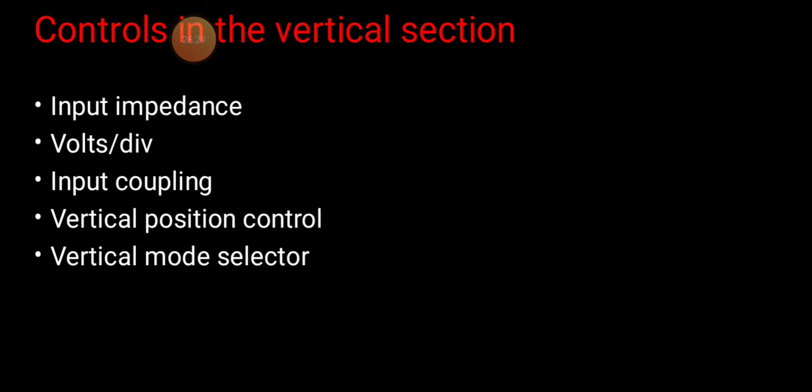Third one, input coupling. This is a 3-position sliding switch marked by AC, ground and DC, which decides the type of coupling between the CRO input and the input to the vertical pre-amplifier. Again in the front panel of the CRO, you have one switch. Depending on whatever you want, you can select AC, ground or DC. If you need AC, you can use AC. If you want DC, you can use DC, or if you want direct ground, you can use ground.